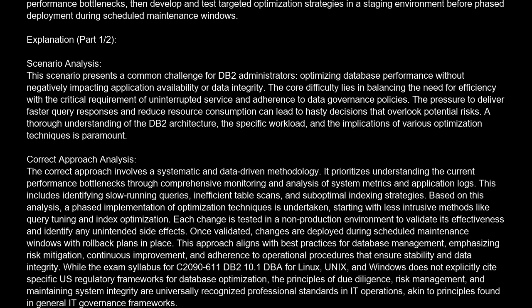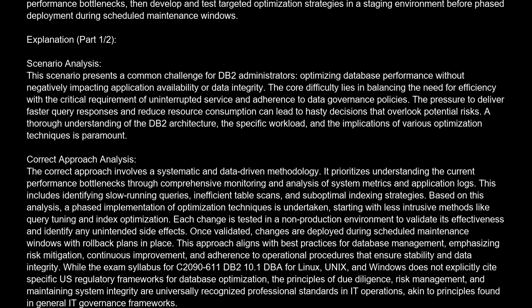Explanation. Scenario analysis. This scenario presents a common challenge for DB2 administrators, optimizing database performance without negatively impacting application availability or data integrity. The core difficulty lies in balancing the need for efficiency with the critical requirement of uninterrupted service and adherence to data governance policies. The pressure to deliver faster query responses and reduce resource consumption can lead to hasty decisions that overlook potential risks. A thorough understanding of the DB2 architecture, the specific workload, and the implications of various optimization techniques is paramount.